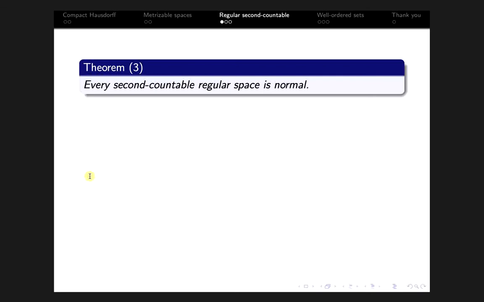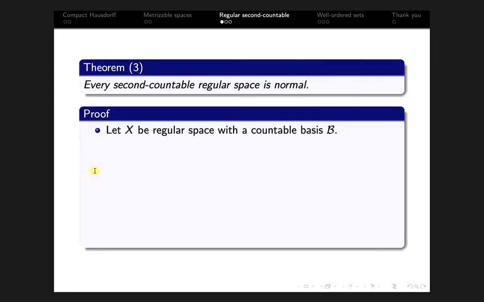That is, for every pair of a point x and closed set B such that x is not in B, there are disjoint open neighborhoods of x and B respectively. So this is the definition of a regular space. So here our assumption is made. A topological space X is second countable and regular. Then what to prove? We have to prove that X is normal.